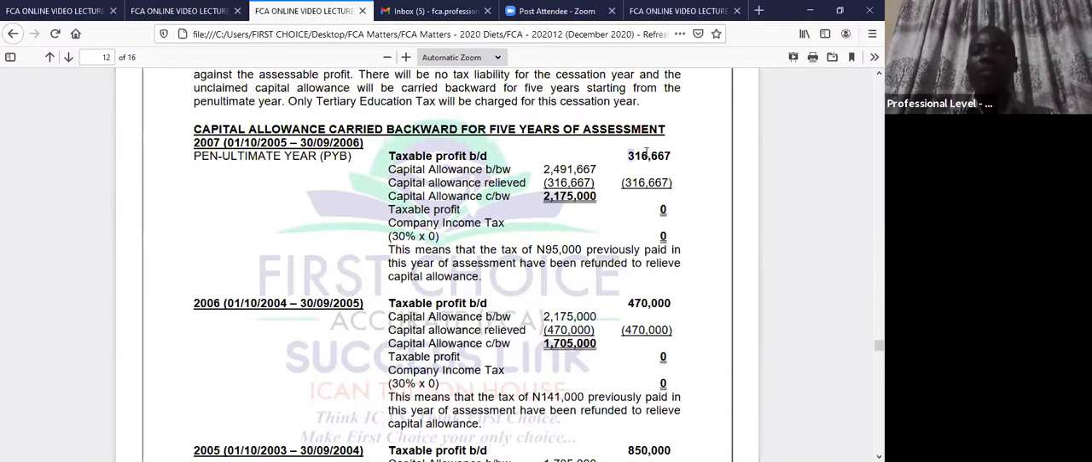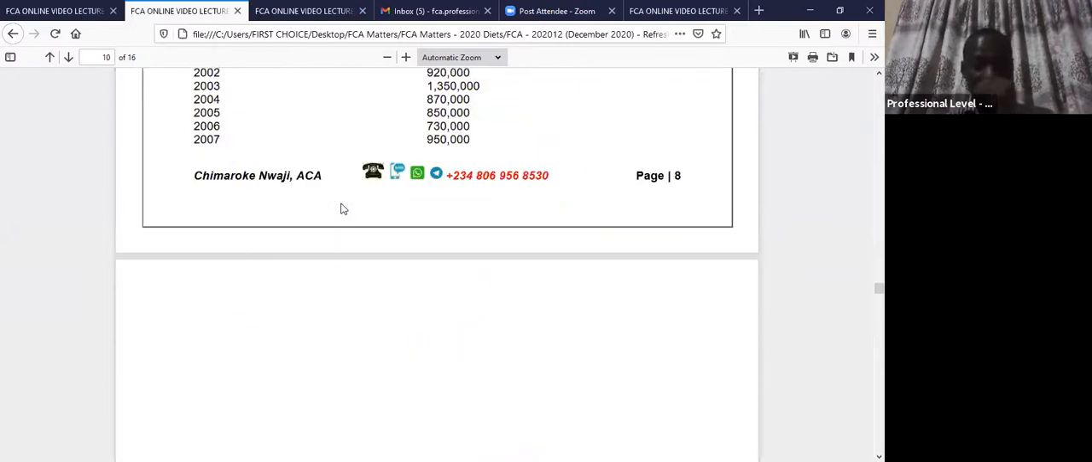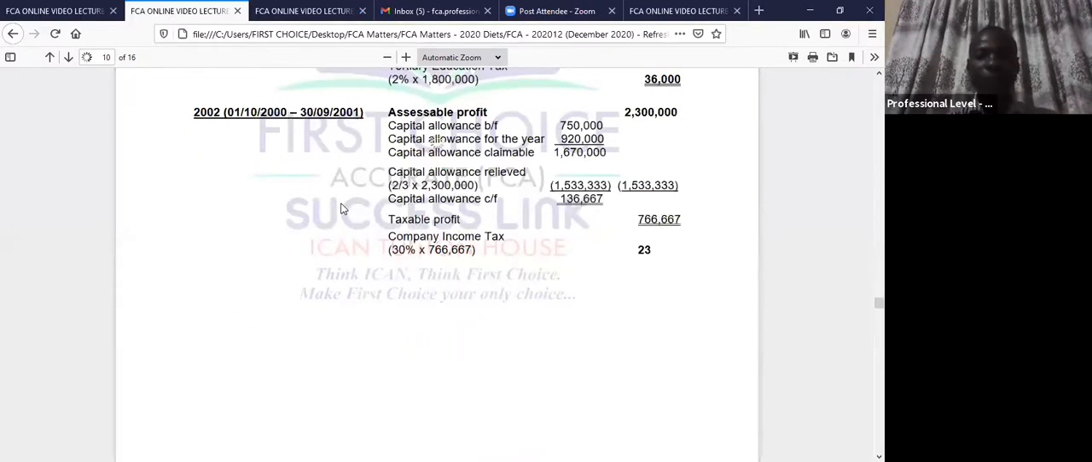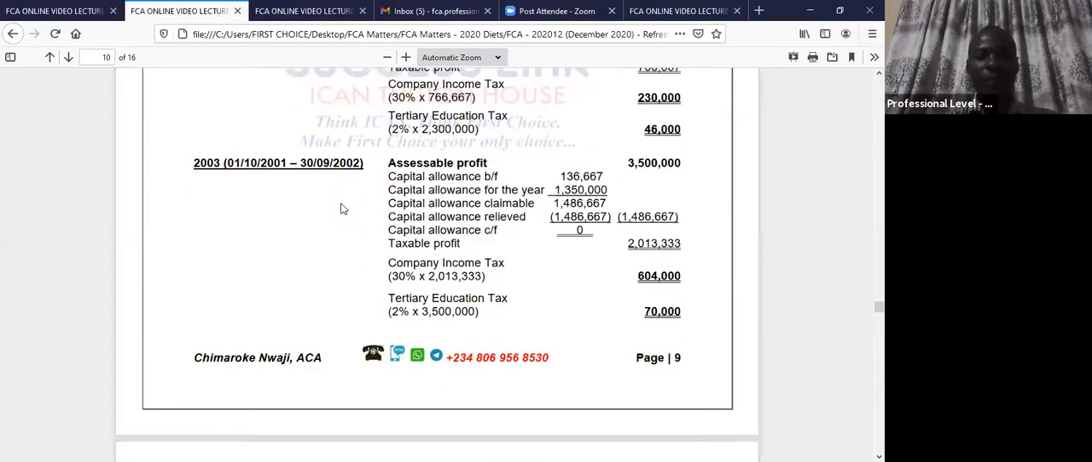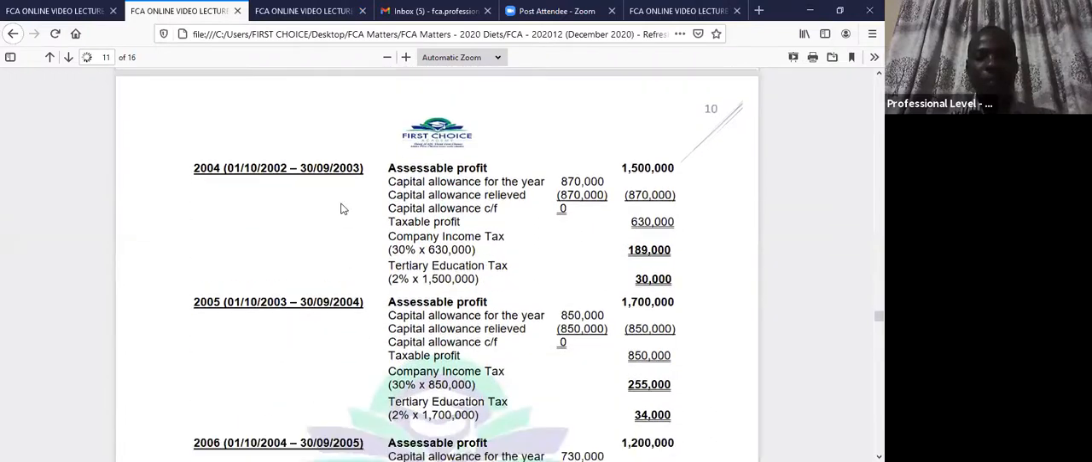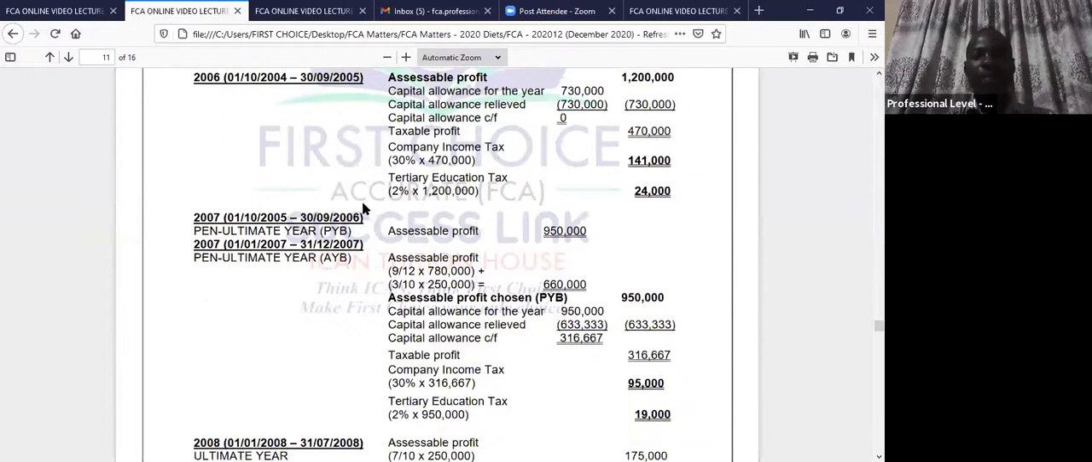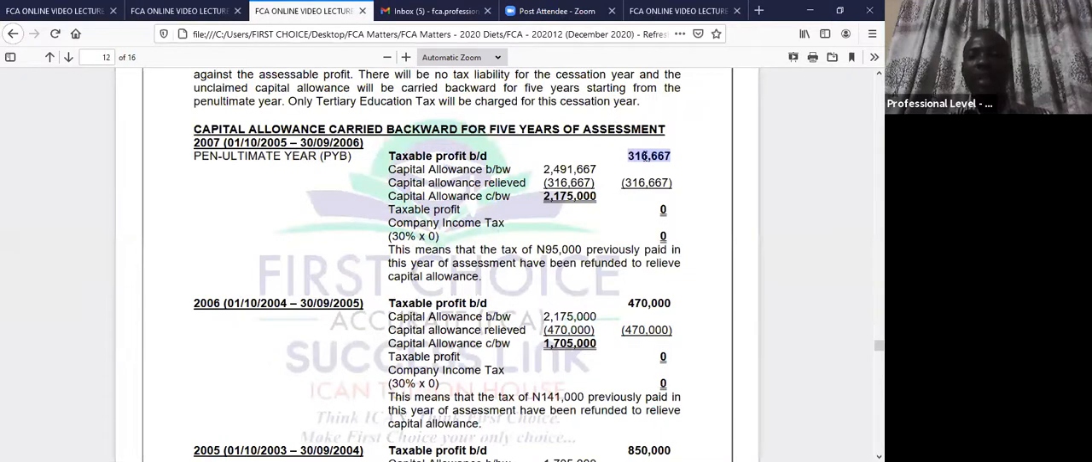Now, this was your taxable profit brought backward. This taxable profit was the profit you had before you paid tax. Let me bring it and show it to you here. For the penultimate year, this was your taxable profit after you had claimed all the capital allowance for that year. It is that same taxable profit I am bringing down here.